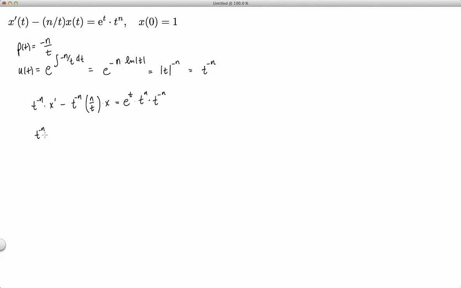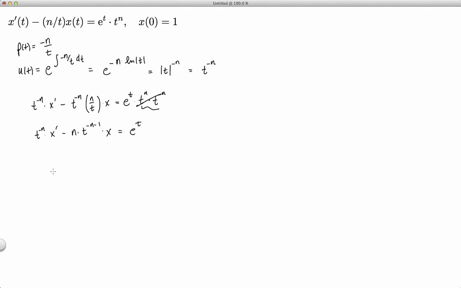This is t to the negative n times x prime, and you need to be careful on this one. You've got a t to the negative n and you've got a t. Remember what happens there is because that t is in the bottom, you're going to subtract those exponents. So this is going to be minus n times t to the minus n minus 1. Got to be very careful with the exponents on that one. Here, these two guys are going to cancel out, so I'm just going to have an e to the t. All right, so looking at this does not appear to be too bad.